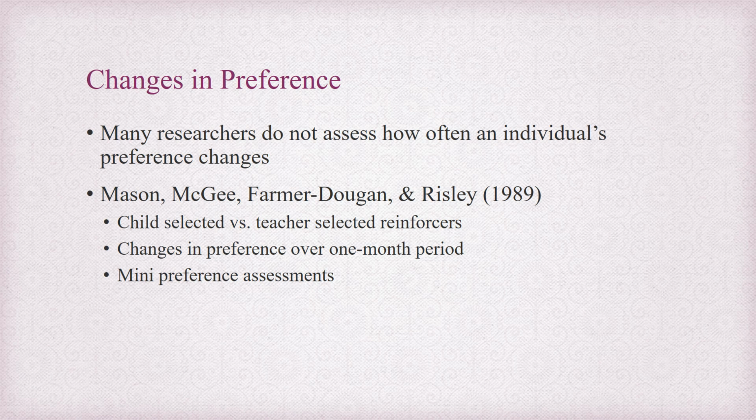In a study by Mason, McGee, Farmer, Dugan, and Risley, the authors assessed whether child-selected reinforcers versus teacher-selected reinforcers would result in decreased rates of maladaptive behavior, decreased rates of out-of-seat behavior, and increased rates in correct responding. The authors also assessed the changes in preferences of children with ASD over a 1-month time period.